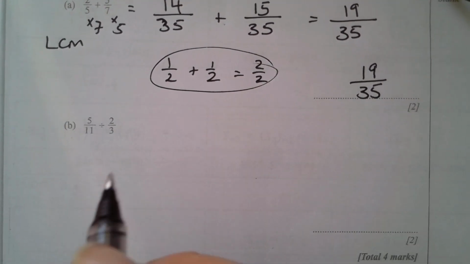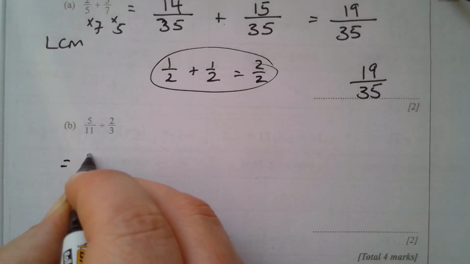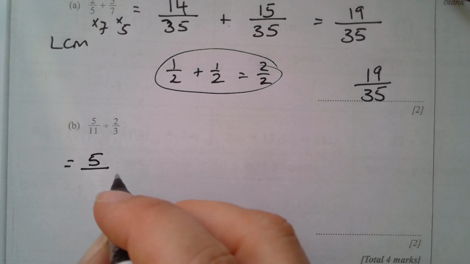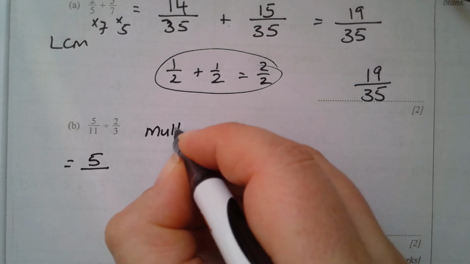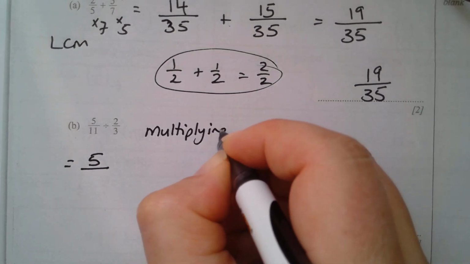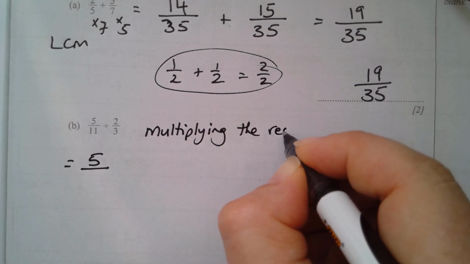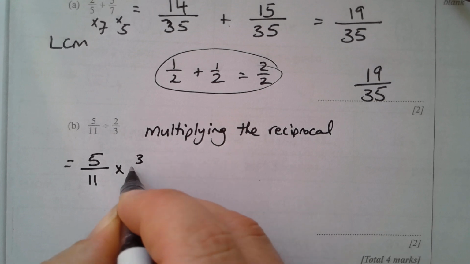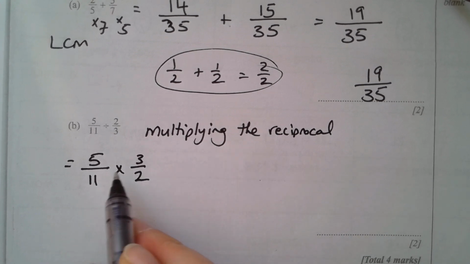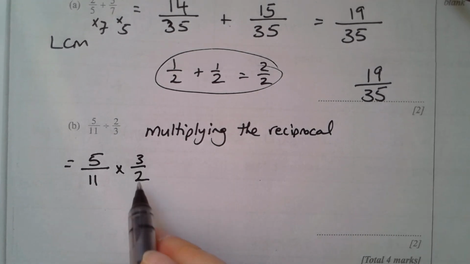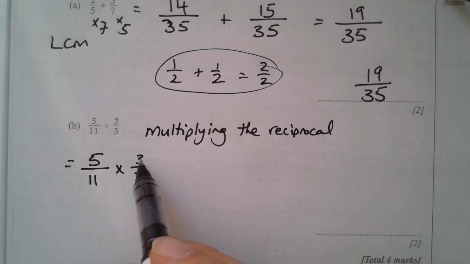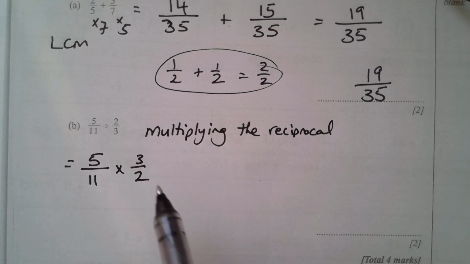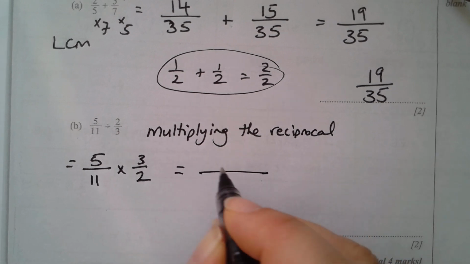When we are dividing a fraction, we can think of it as multiplying the reciprocal. What does that mean? Well, we multiply and then we switch the numerator and denominator over. Multiply the reciprocal, multiply, and this is the reciprocal of 2/3, 3/2.